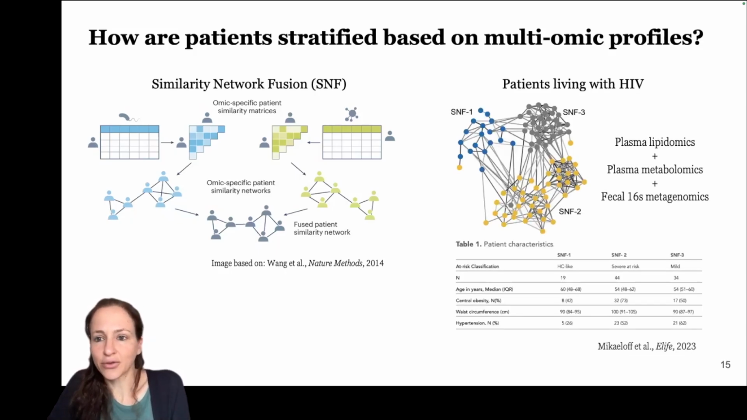This was done in several microbiome studies. For example, this is a study about patients living with HIV and using SNF based on lipidomics, metabolomics, and metagenomic profiles. They were able to identify clusters of samples that have similar multi-omic profiles and are also at higher risk of various metabolic complications.